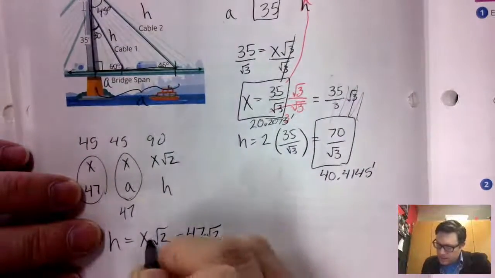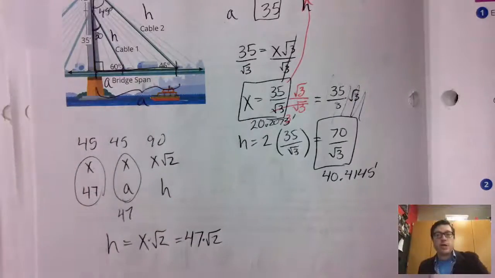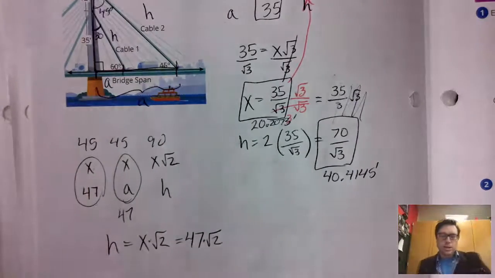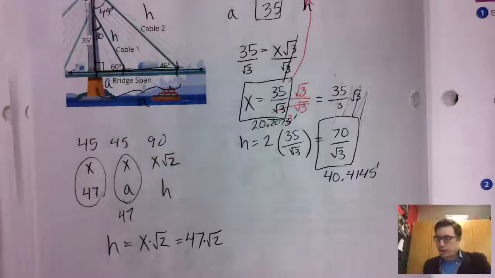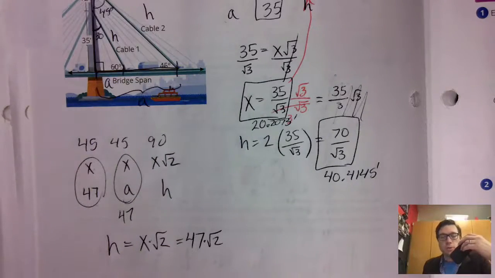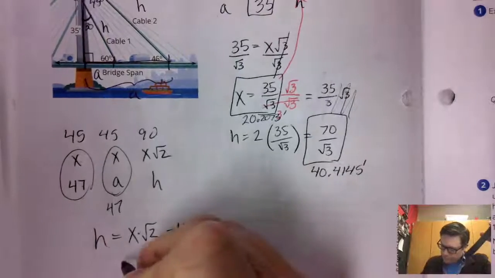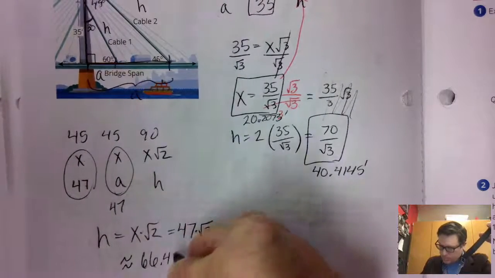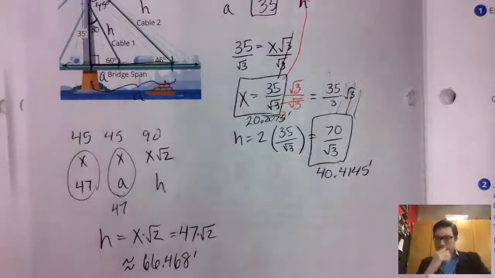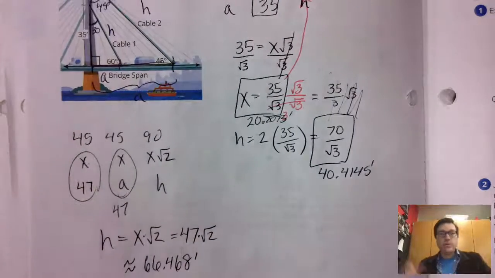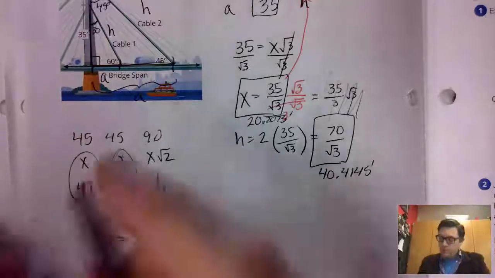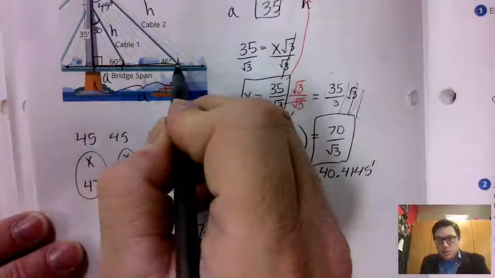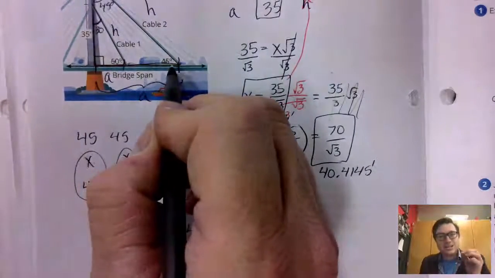This does mean multiply. So if I want to figure out how many decimals that is, get an irrational answer, let me multiply. Hey Siri, what's 47 times the square root of 2? The answer is approximately 66.468. Again, in feet. The apostrophe means feet. And there you have it. We have 47 feet is how far out from the tower this cable connects to the bridge.